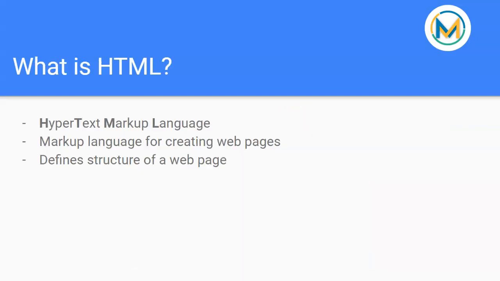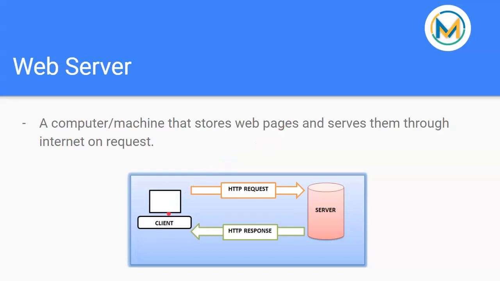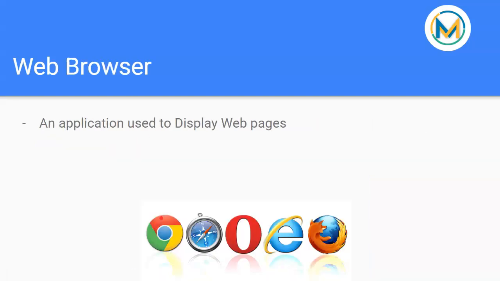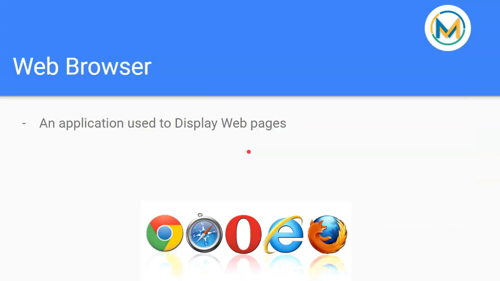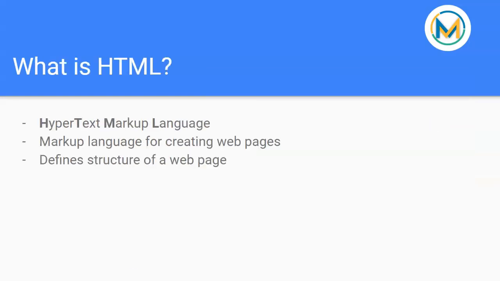So what is HTML? As you saw in the previous diagram, the client sends a HTTP request, the server responds with an HTML page. This HTML page is then converted by the browser into something which is viewable like this. So we have to learn how to write this HTML document. It follows a particular syntax, a particular language, which we'll be learning in detail in this course. And this course is at the beginner's level. You need not have any prior knowledge. We'll start from the very basic level.